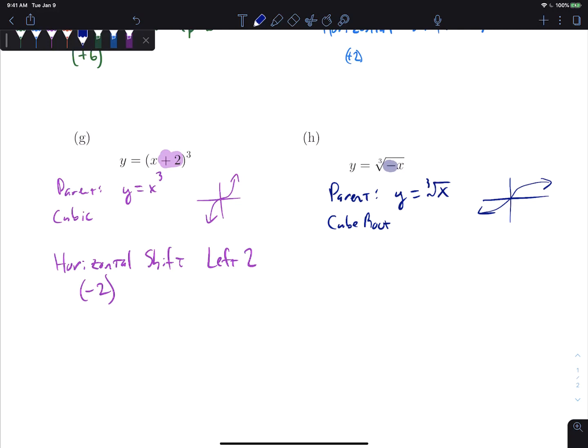Excellent. Now, when you do this, when you look at that negative, it's going to be a reflection. And that reflection is inside with the x, so it's the x value that's going to change. And notice that if the x changes, the y stays the same. It's going to reflect, but it reflects across the y-axis. So this is going to be a reflection across the y-axis.